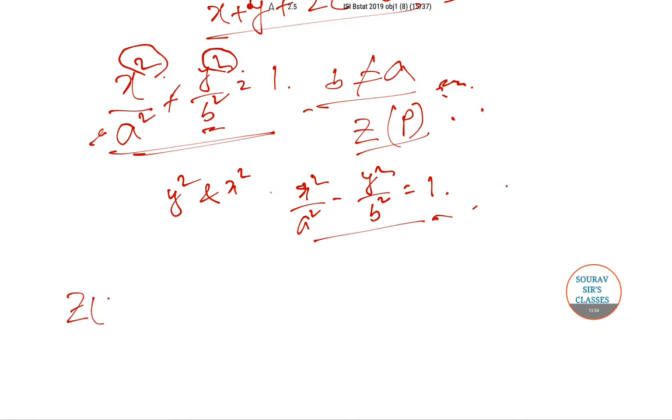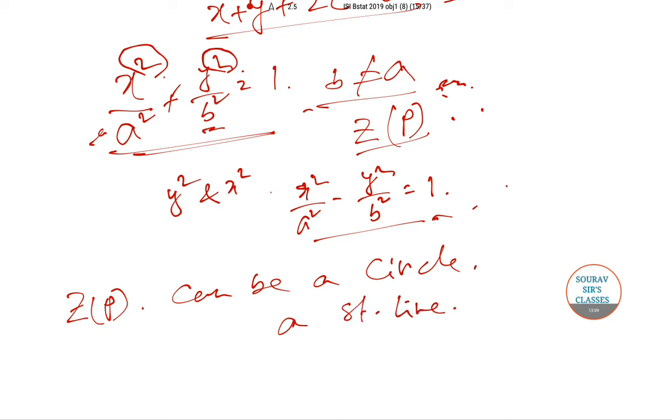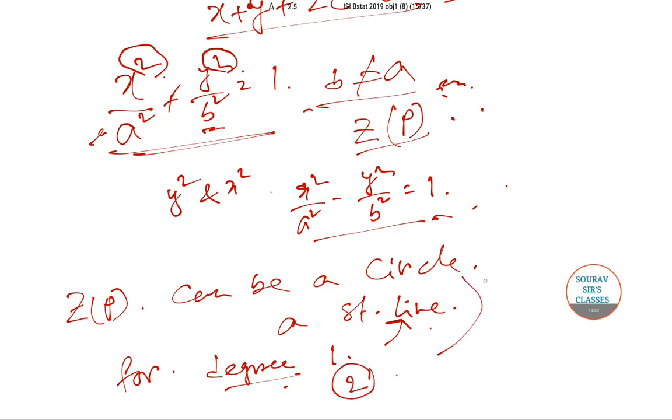So here Zp can be a circle, a straight line for degree 1. When the highest degree of the polynomial is 1, it can become a straight line. When the highest degree of the polynomial is 2, it can become a circle.